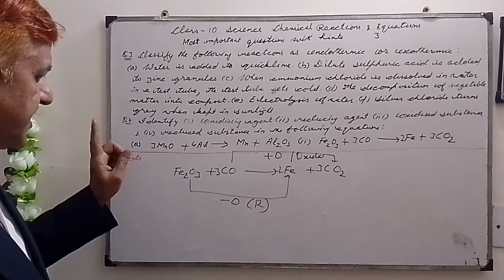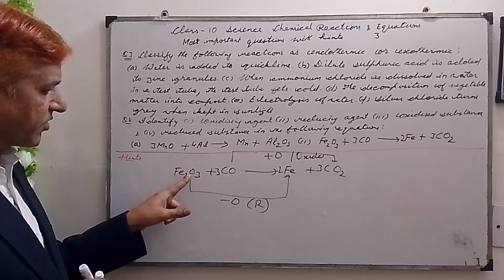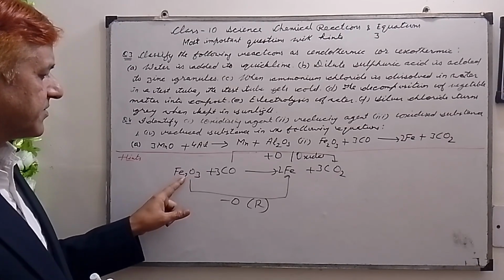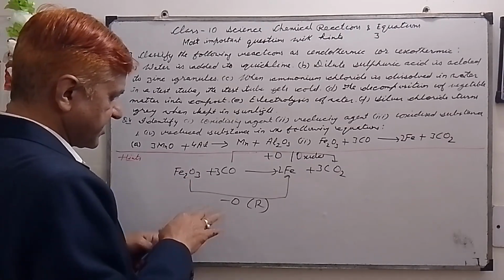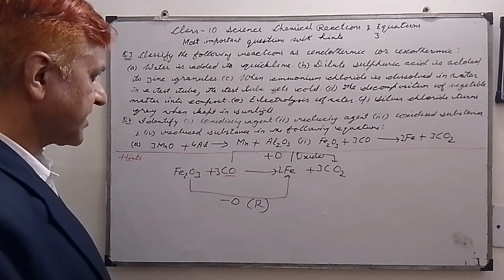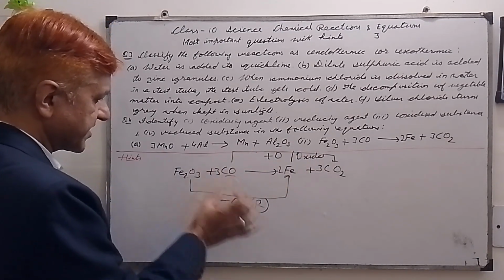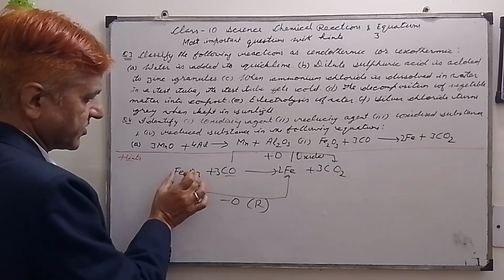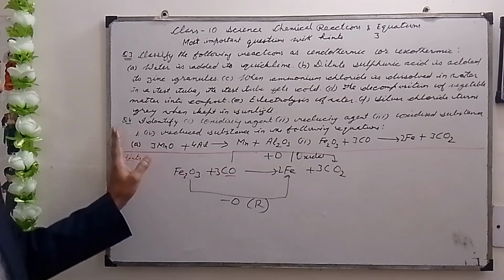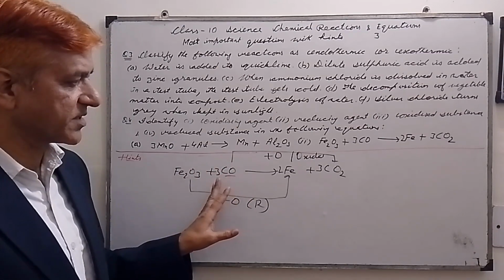Now the oxidizing agent, this compound having oxygen, is the oxidizing agent, and the reducing agent is obviously this one. And the substance oxidized, where is oxidation? Here. So CO is the oxidized substance, and the reduced substance, where is the reduction? Here is the reduction, so this is the reduced substance. My dear students, this is how we identify the reducing agent, oxidizing agent, reduced substance, and oxidized substance.